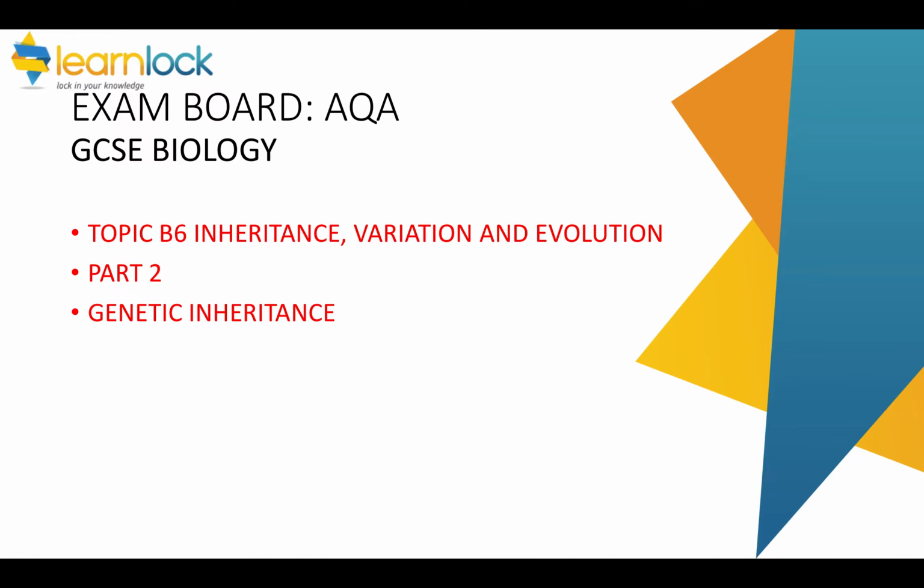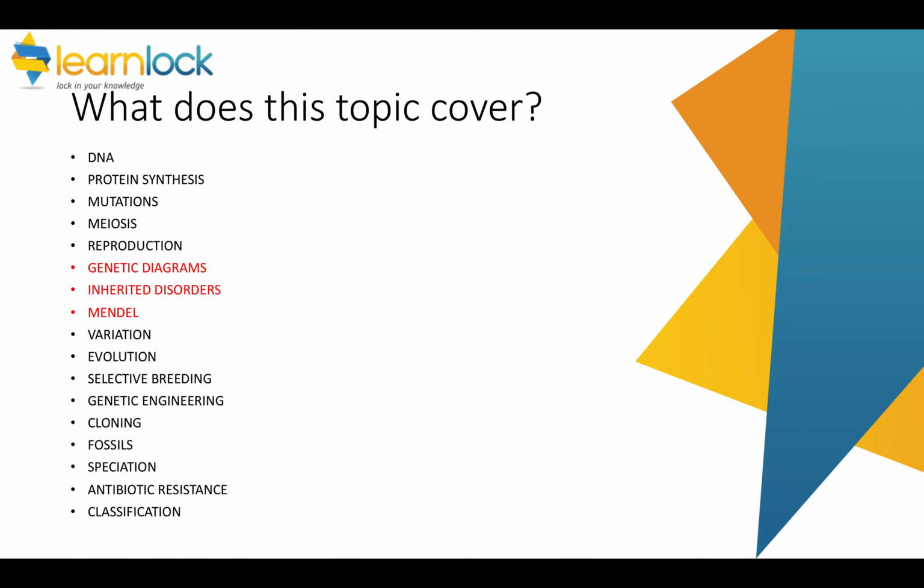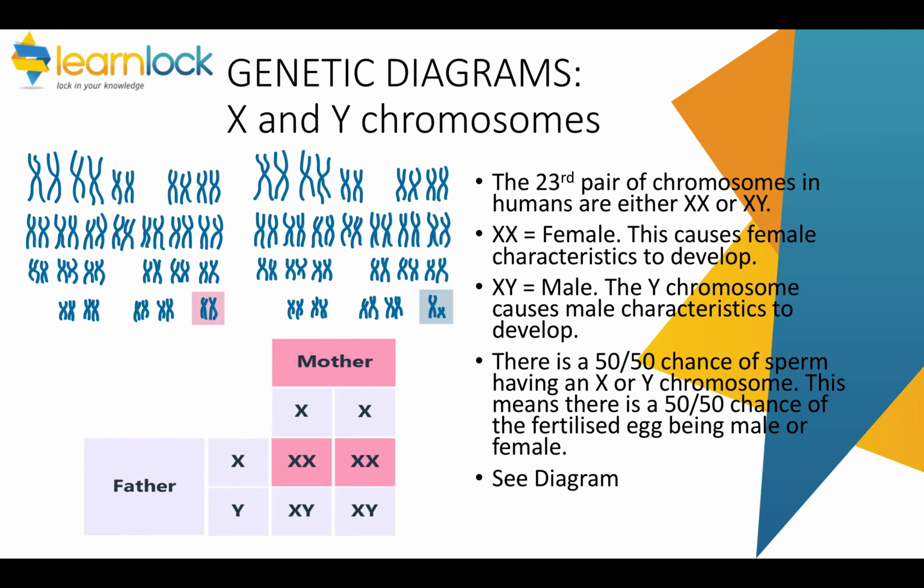Hello and welcome to the GCSE Biology tutorial for topic B6 Inheritance, Variation and Evolution. This tutorial covers part 2 Genetic Inheritance and looks at genetic diagrams, inherited disorders and the work of Gregor Mendel. Starting off with, we can use genetic diagrams to explain how sex is inherited.